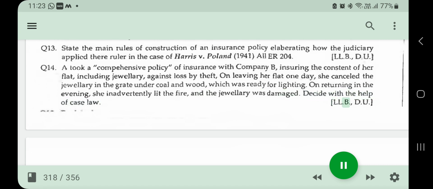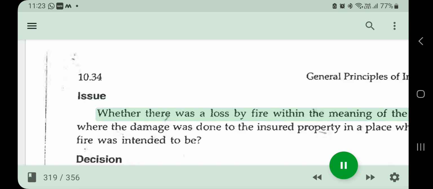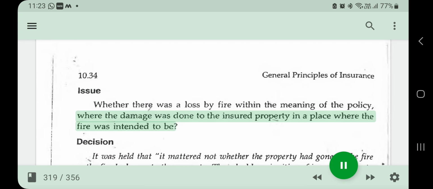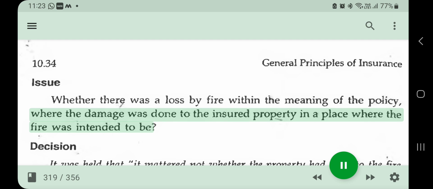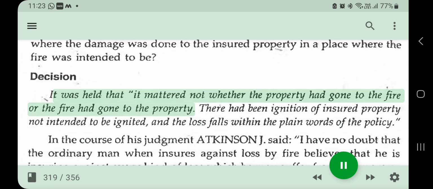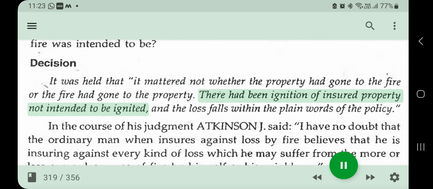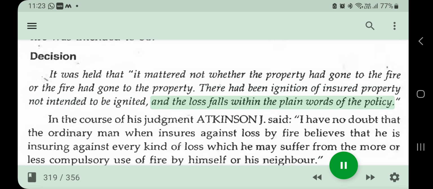10.34 General Principles of Insurance. Issue: whether there was a loss by fire within the meaning of the policy, where the damage was done to the insured property in a place where the fire was intended to be. Decision: it was held that it mattered not whether the property had gone to the fire or the fire had gone to the property. There had been ignition of insured property not intended to be ignited, and the loss falls within the plain words of the policy.